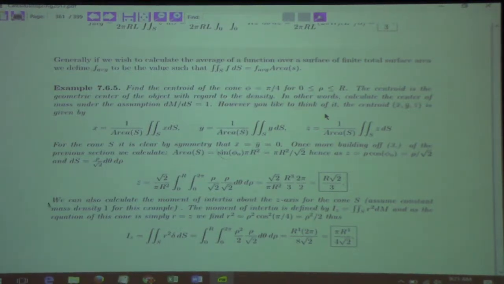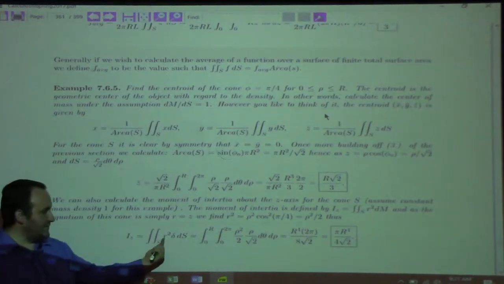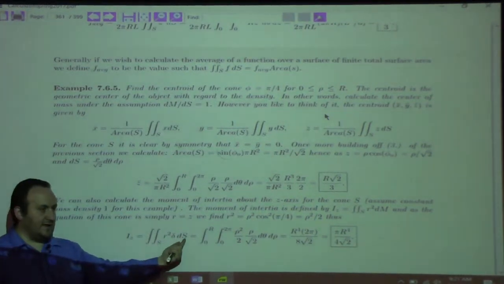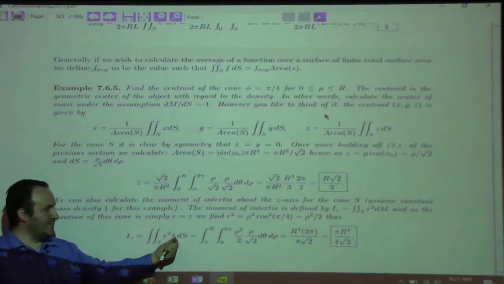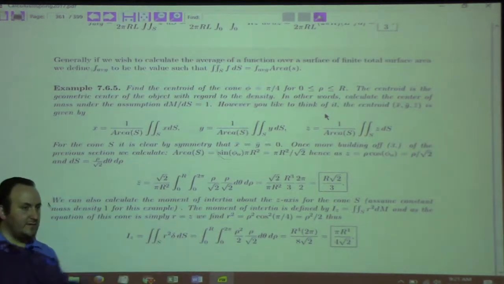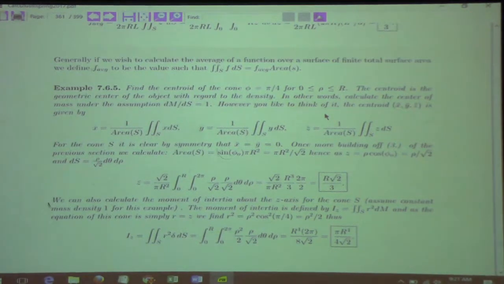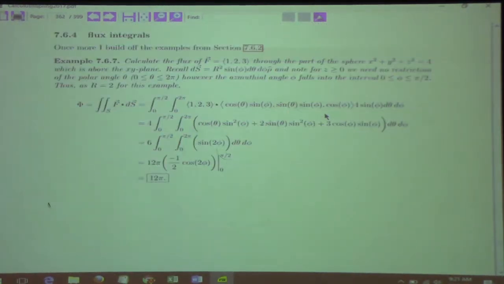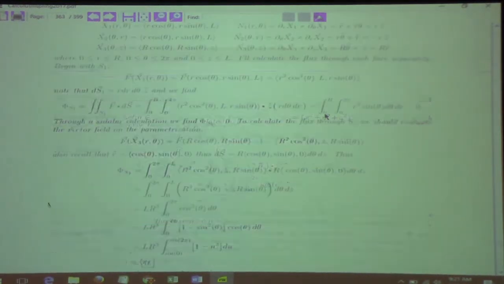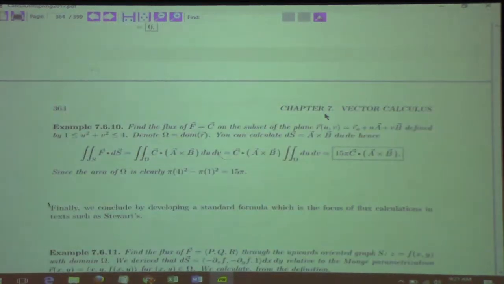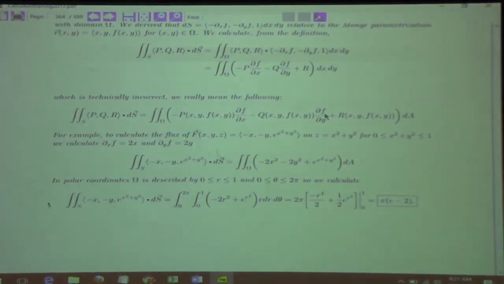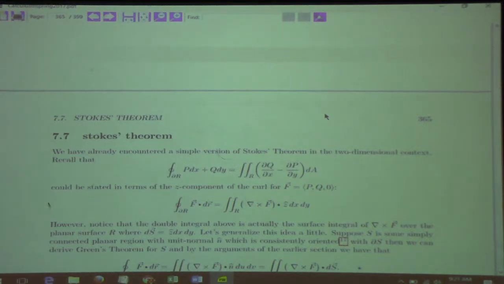You can also calculate the moment of inertia. That would be the integral of r squared delta ds. Now, here I'm assuming that delta is 1, right? But you could do that. Now, let me put this away here. And so tomorrow, I have examples of flux integrals. We could look at those. If you have a question about homework tomorrow, we should have time for that. But otherwise, I will go on to Stokes' theorem tomorrow.